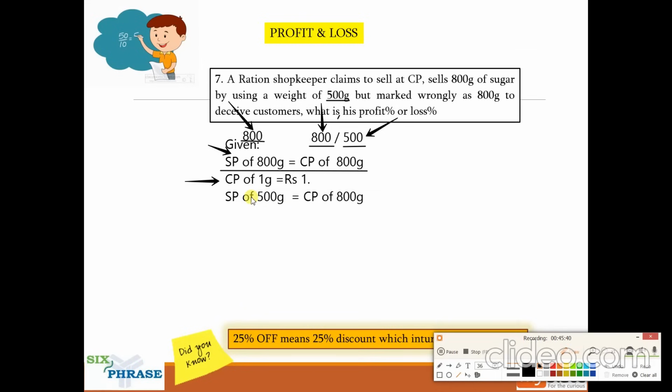So the cost price of 800 grams, what is it, guys? It is rupees 800, right? He is fixing it as the selling price of 500 grams, because for 500 grams the buyer is paying 800 rupees. So the selling price of 500 grams is equal to 800, or the selling price of 500 grams is equal to the cost price of 800. Once you know this, you know the formula to get the profit percentage. I've already given the formula, anyway, I'll write it: buying quantity minus selling quantity, divided by selling quantity, into 100.